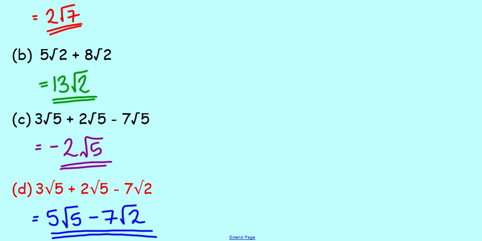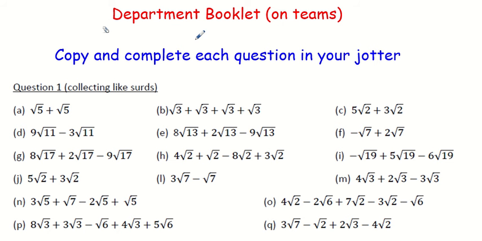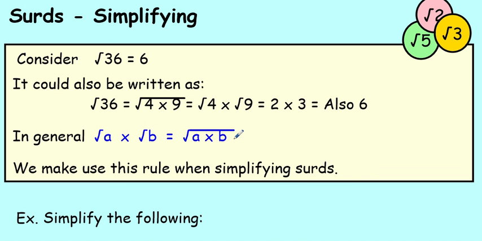Now I'll put another booklet onto Teams because the Zeta Maths textbook is quite short for this topic. These questions will be quite straightforward. Just make sure you're copying them into your jotter and then writing the answer underneath. So you'd be copying out √5 plus √5, 2√5 would be your answer. Now, I will let you do that afterwards.